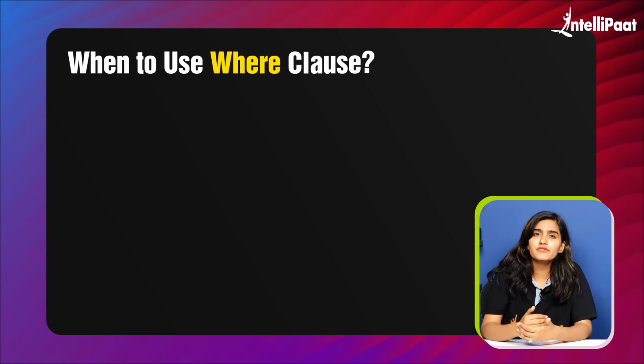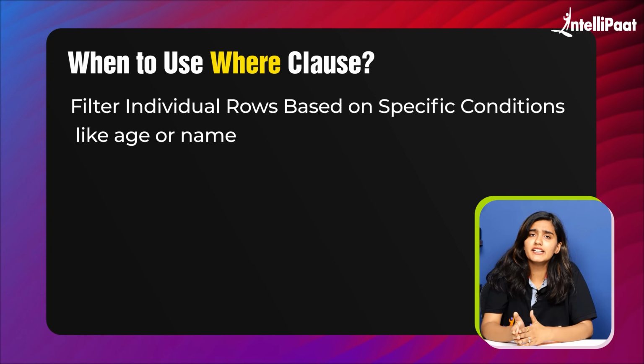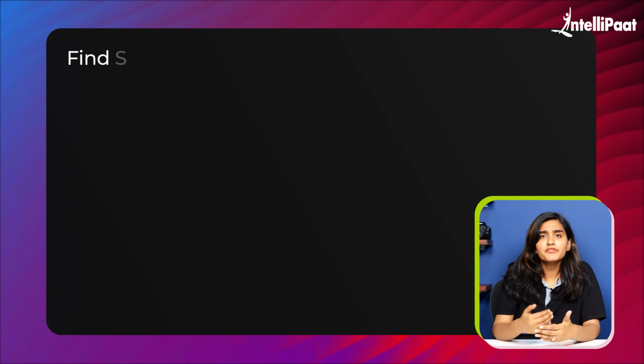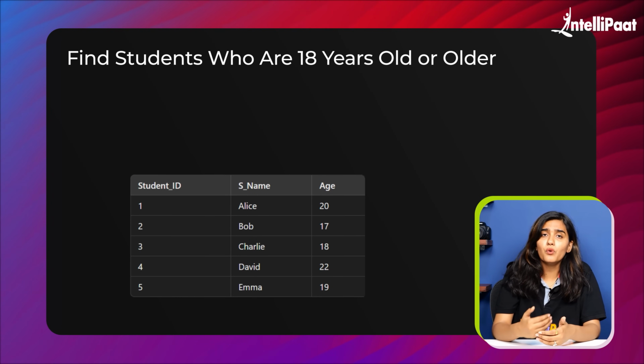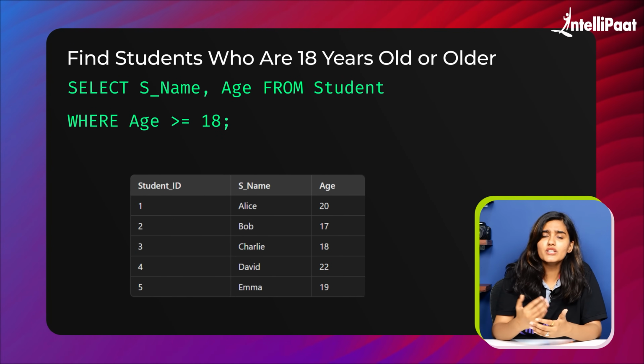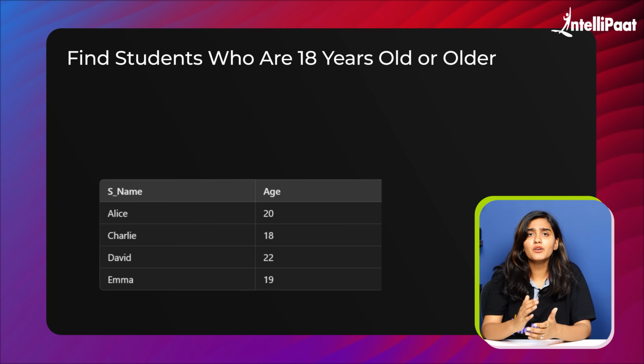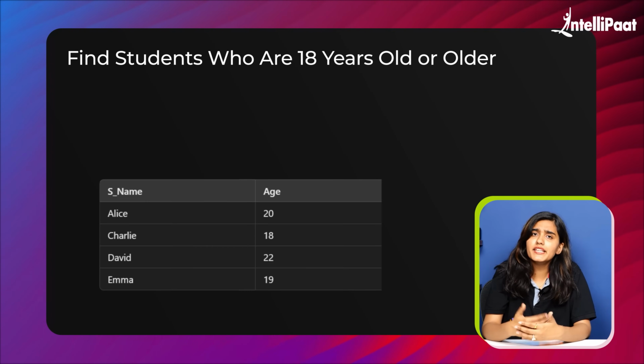So when to use this where clause? You use where clause to filter individual rows based on specific conditions like age or name. For example, if you want to find students who are 18 years old or older, what would you do? You would select the student name and age from the student table where age is greater than or equal to 18. What it does is filter out the students who don't meet the age requirement before any grouping occurs.